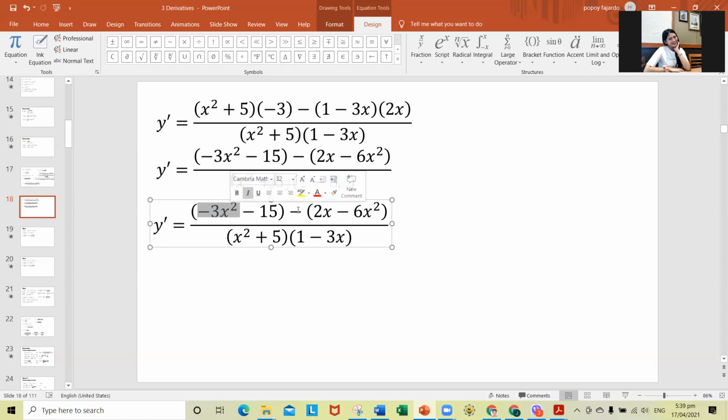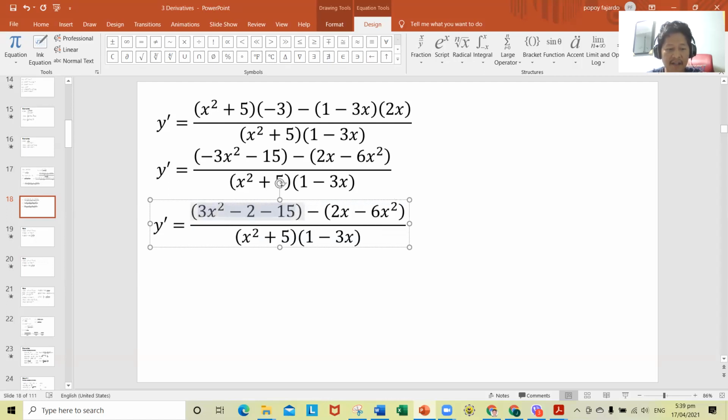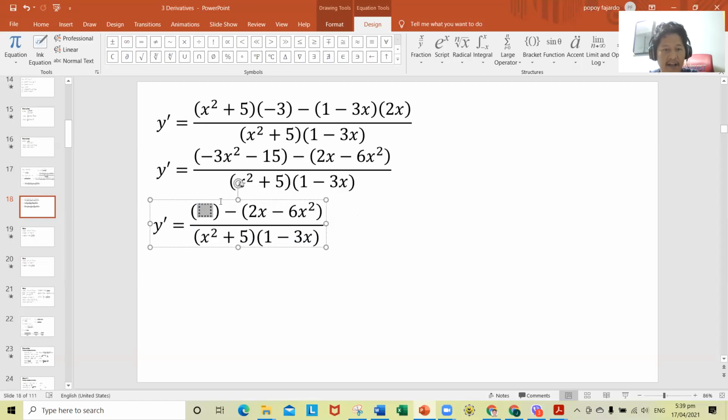Negative 3x squared. Take note guys, negative ito. So plus 6x squared siya. So mangyayari, matitira positive 3x squared. And then ito, negative 2x. So ilalagay natin si negative 2x. Okay. And then wala namang constant. So 15 na lang. So ang natira sa numerator ay ito na lang.